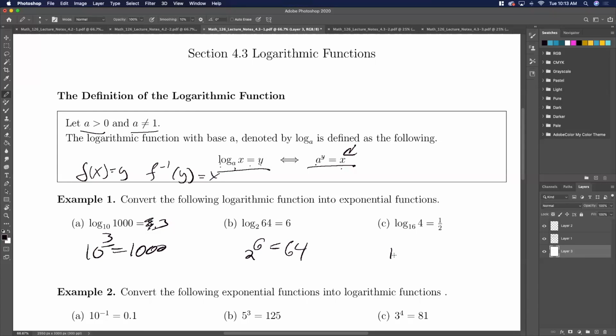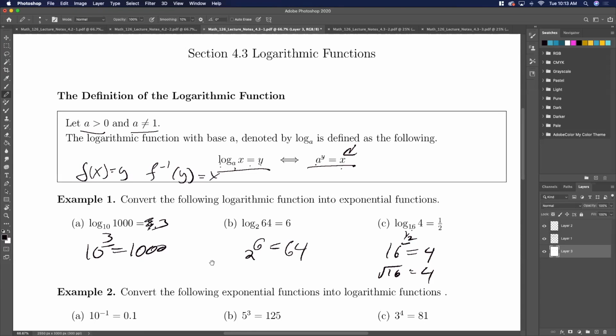Here, the log base 16 of 4 asks: 16 to what power is 4? That power is a half, since the square root of 16 is equal to 4, right? So what log functions are doing is asking: this is what power of my base? 1,000 is what power of 10? Well, 3. 64 is what power of 2? 6, right? 4 is what power of 16? A half. So that's what a log is.